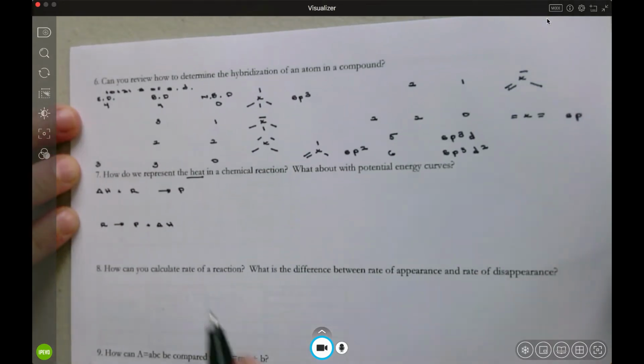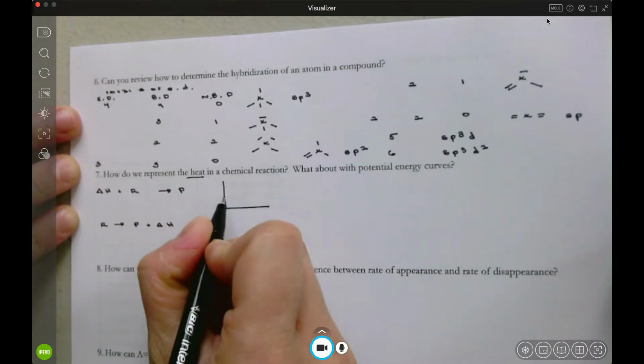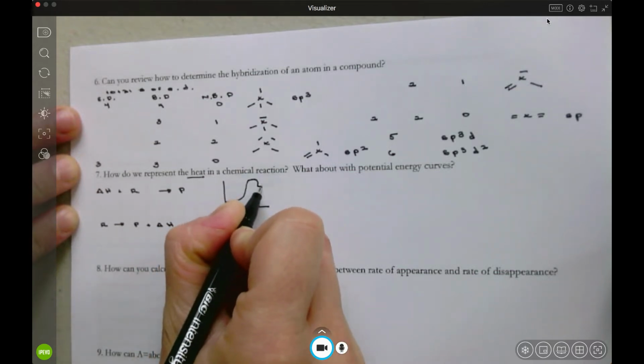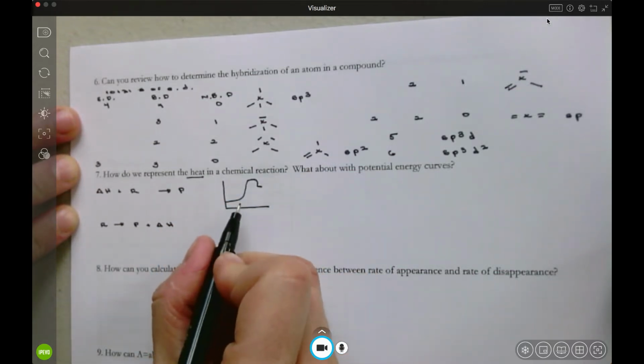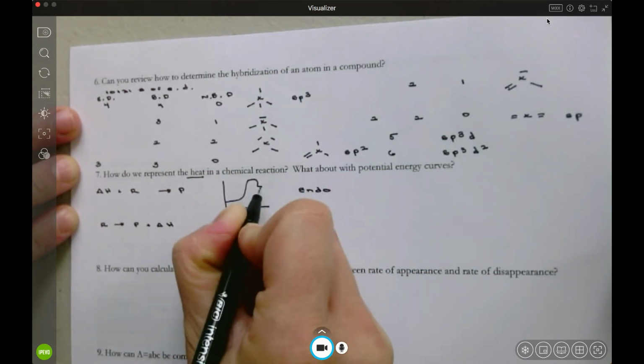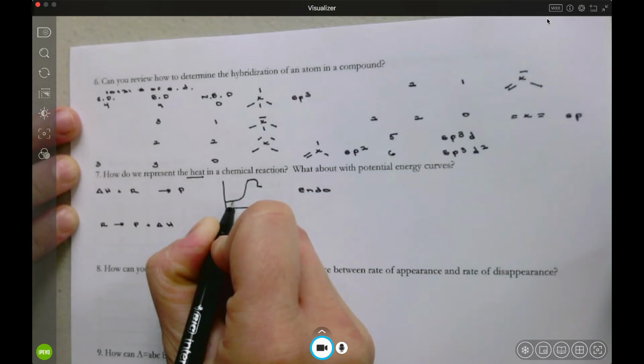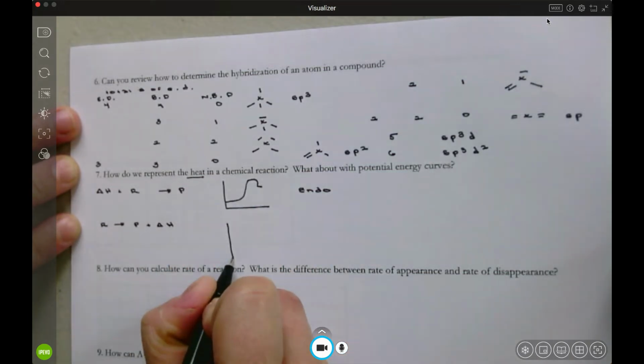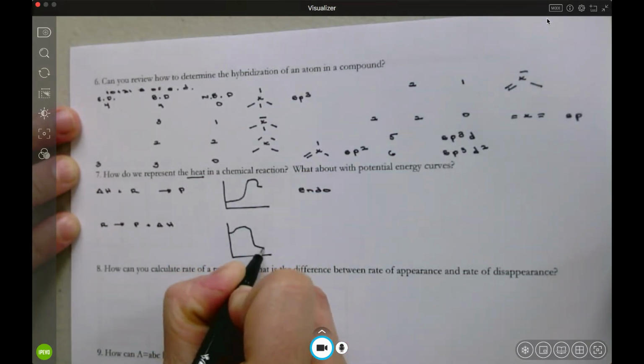For potential energy curves, I would represent an endothermic reaction like this, because the energy of my products is higher than the energy of my reactants. Meanwhile, this would be exothermic.